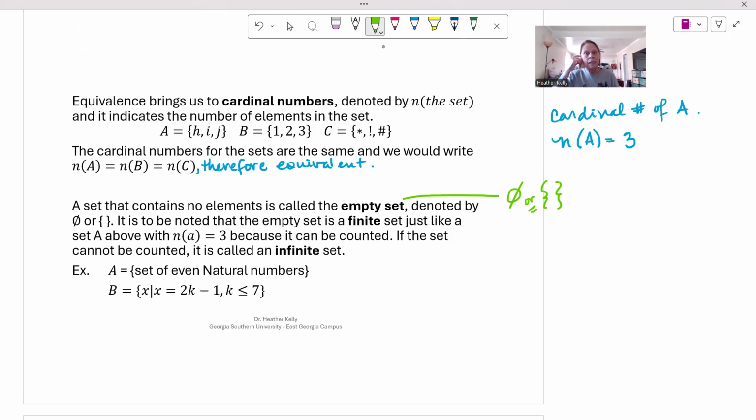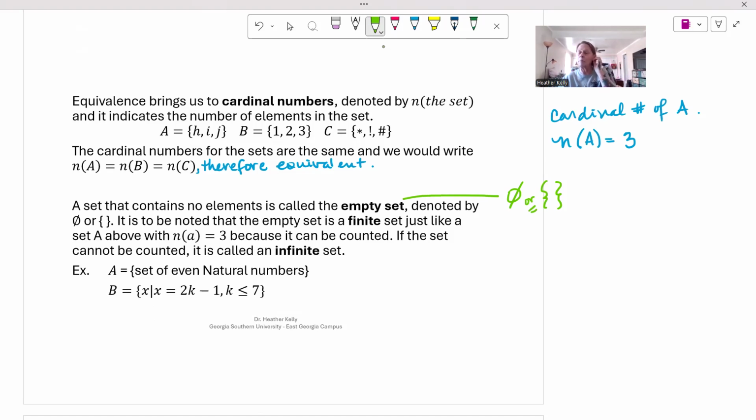And what I need to make sure you understand is that if it is an empty set, it is not infinitely empty. It is countably, not a real word, but I think you understand what I'm saying, countable as 0. And since it can be counted as nothing, then it is finite. Okay. If the set cannot be counted, it is an infinite set.